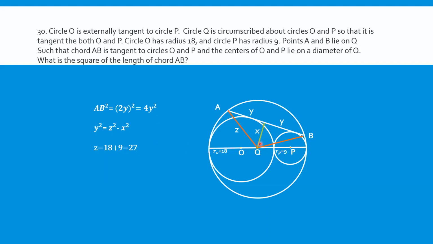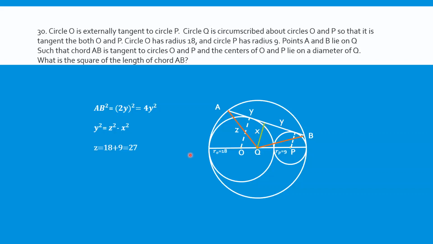So what is the length of x? Let's find out. Remember, we know some other information here. AB is tangent to O and P. So when you connect the center of O to the tangent point, this line is perpendicular to chord AB, and the length is 18. And if you link the center of P to the tangent point, this line is also perpendicular to line AB, and the length is 9. And both these dotted lines are parallel to x, which is also perpendicular to AB.